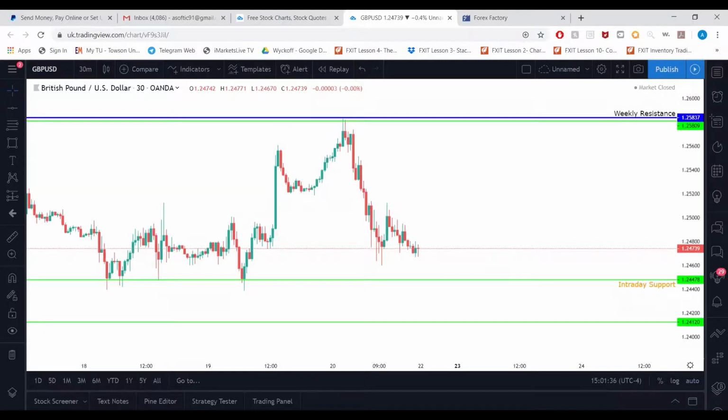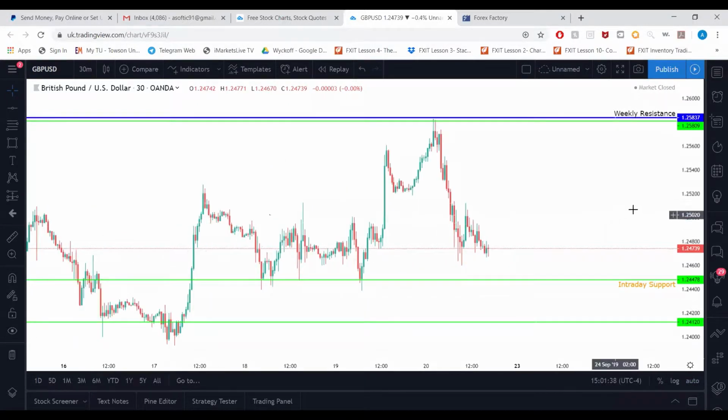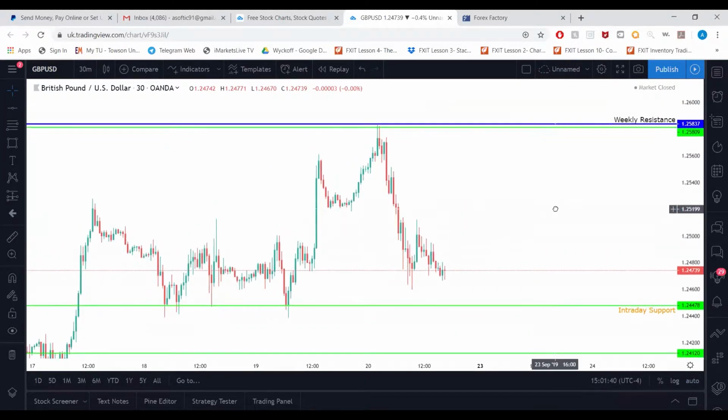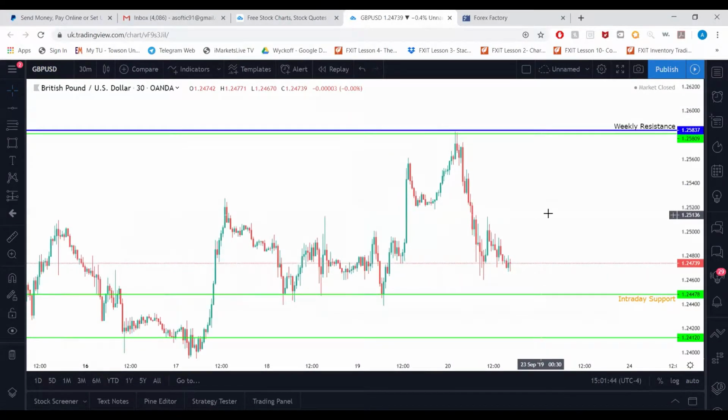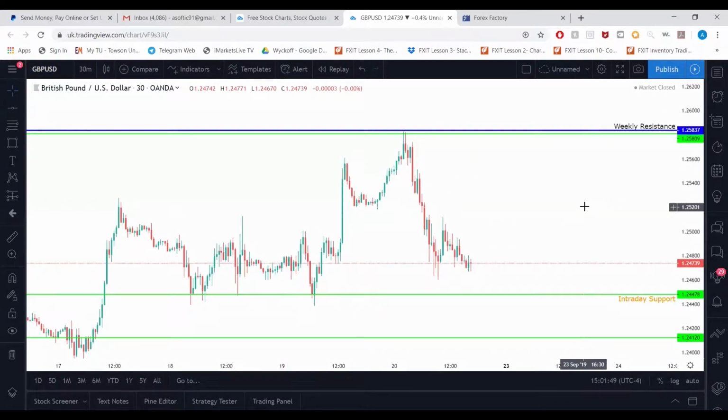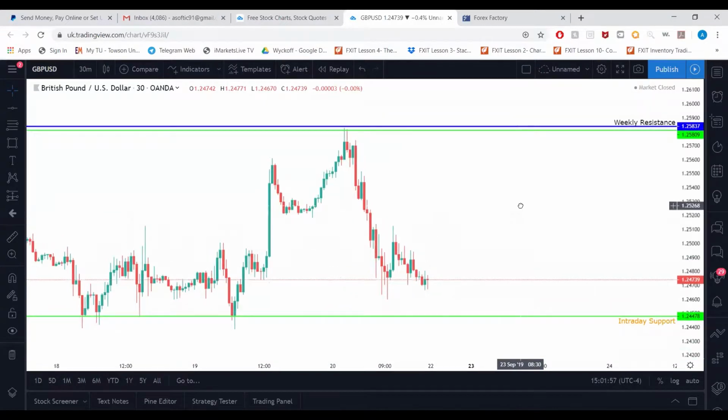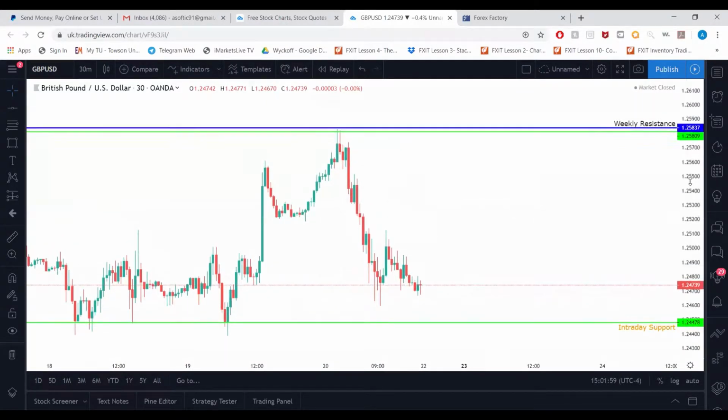Tom asks, approximately what is your win rate? I would say about 85%. Sometimes I have weeks with a lot of small losses, like 25, 30 pips, but my winners are usually at least 60 to 100 pips. So I trade usually at least 1 to 2, but most of the time 1 to 3 risk reward.